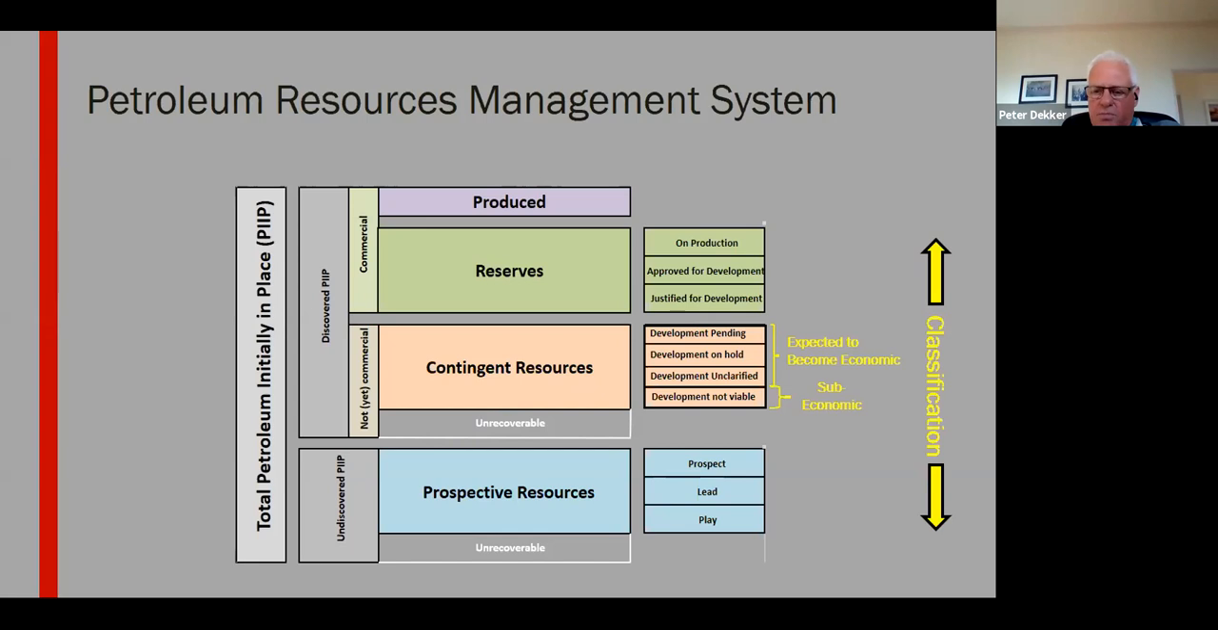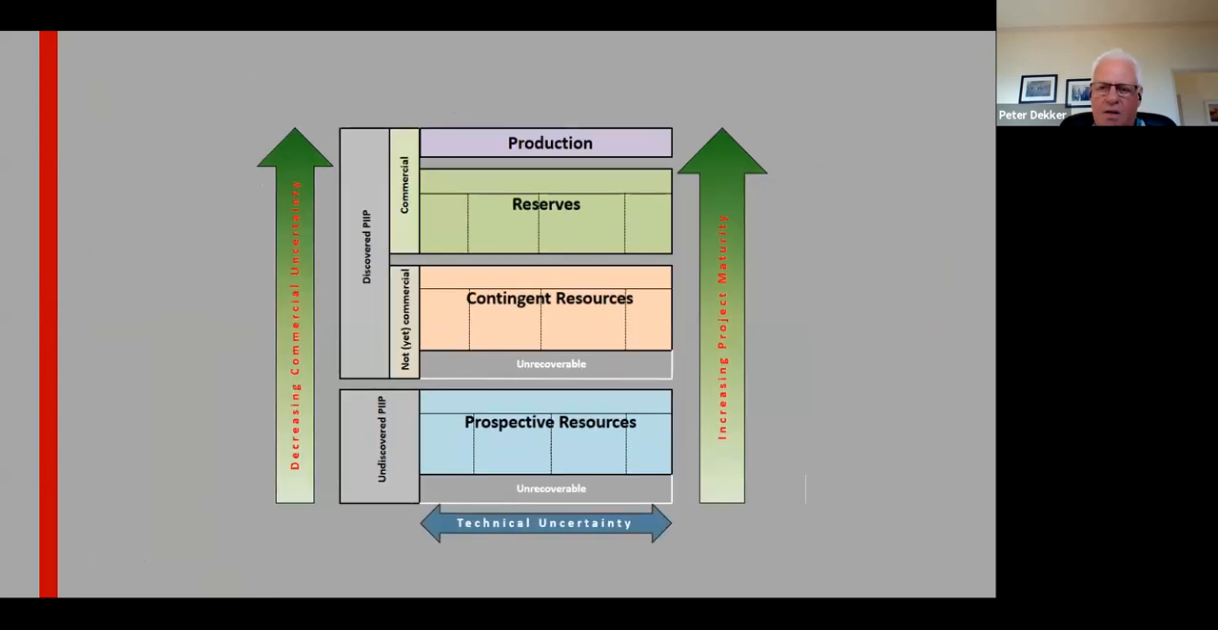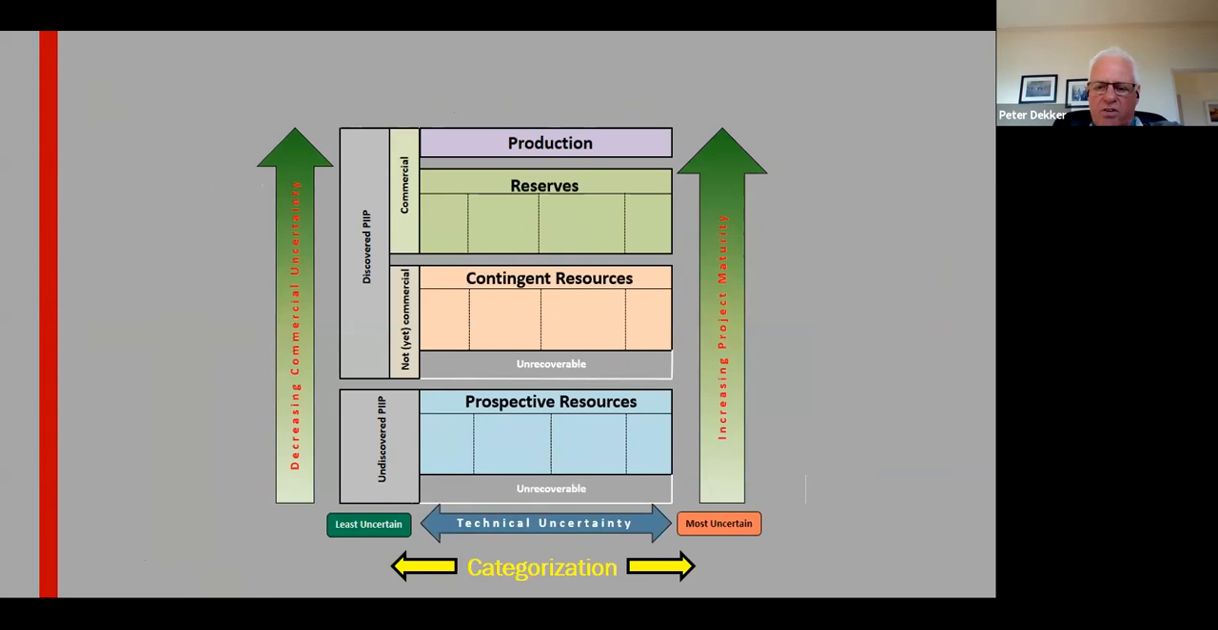So in essence, from the bottom going up to the top, you get more maturity. The bottom ones are least mature, and you've got the least chance of really recovering hydrocarbons. And the more you go to the top, the bigger the chances that you can recover the hydrocarbons. That's what you see here: increasing project maturity, decreasing commercial uncertainty. Now then we come to the category. And the categories is really the horizontal axis, and that's the technical uncertainty. On the left is the least uncertain, and to the right is the most uncertain.